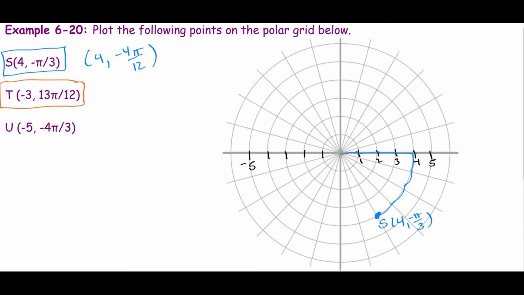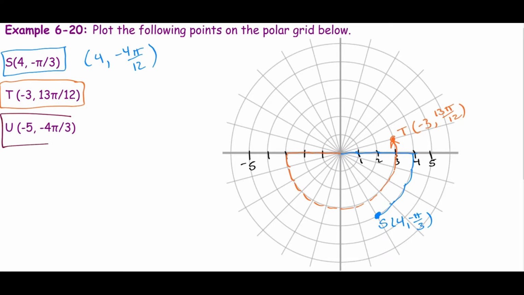Point T already has 12 in the denominator, so I don't have to rewrite it. This one is negative 3, so again, I'm going to come out 1, 2, 3 to the left, and then we're going to rotate 13 pi over 12. Remember here I'm going counterclockwise because that's a positive rotation, so I'm going to count 13 units. Point T, which is negative 3, 13 pi over 12.